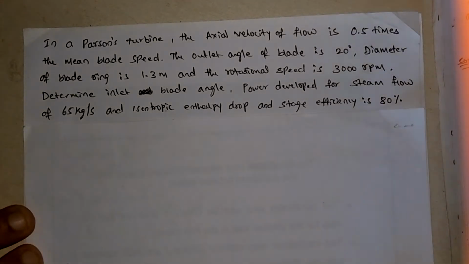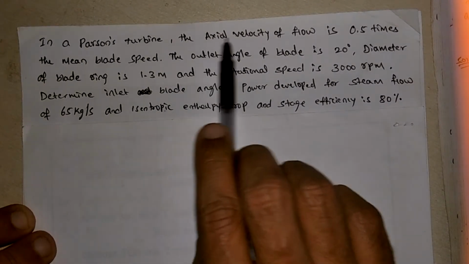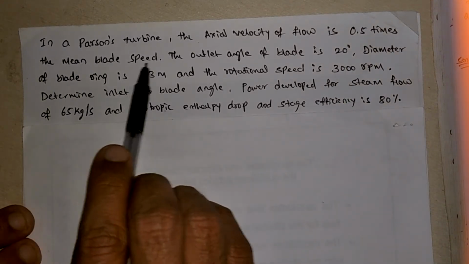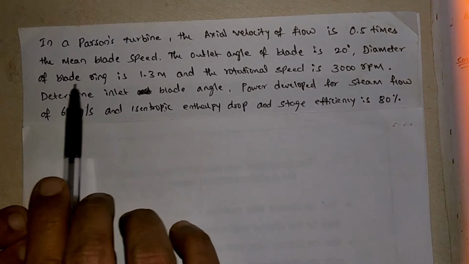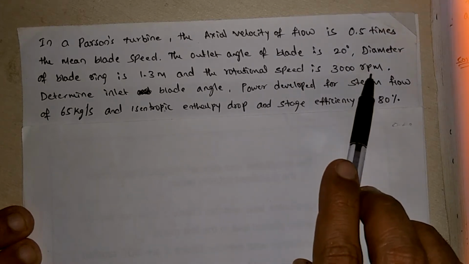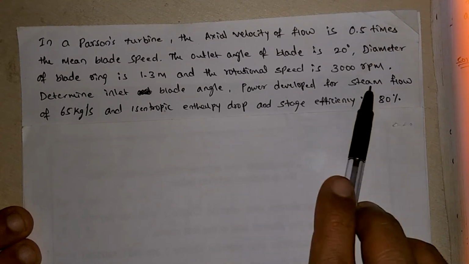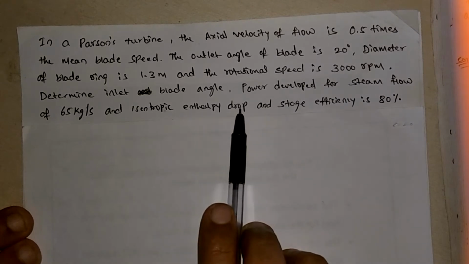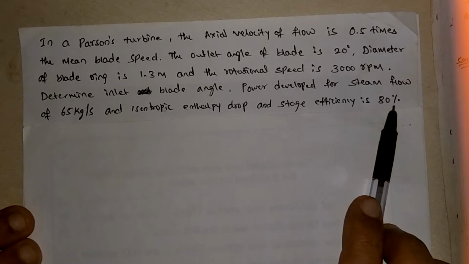So the problem statement is something like this. In a Parsons turbine, the axial velocity of flow is 0.5 times the mean blade speed. The outlet angle of the blade is 20 degree, diameter of blade ring is 1.3 meters and the rotational speed is 3000 rpm. Determine inlet blade angle, power developed for steam flow rate of 65 kg per second and isentropic enthalpy drop, right? And stage efficiency is 80%. So this is the problem statement.